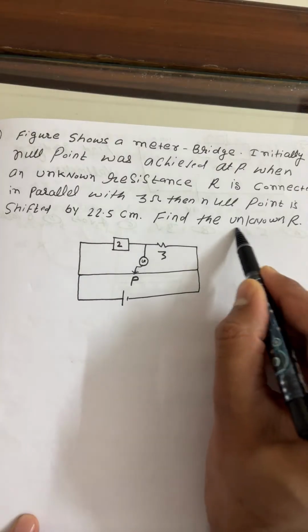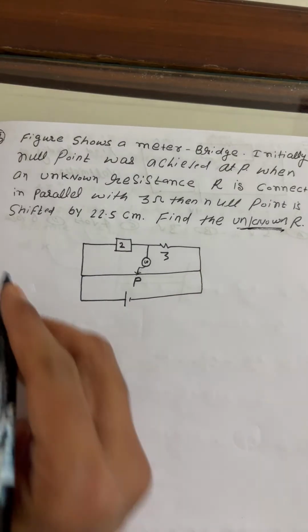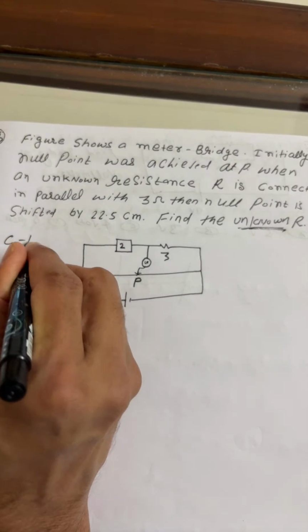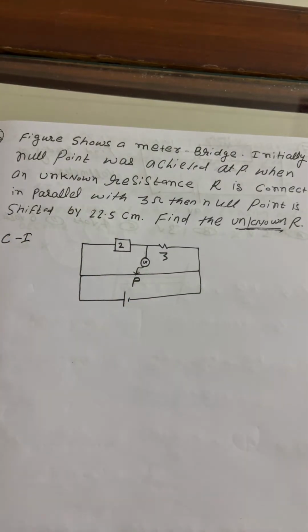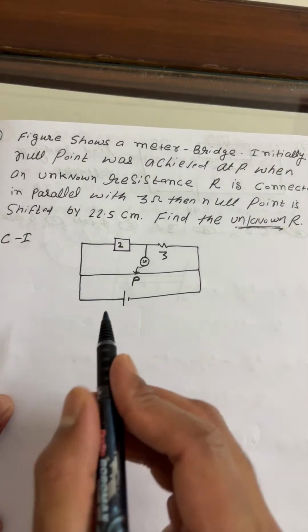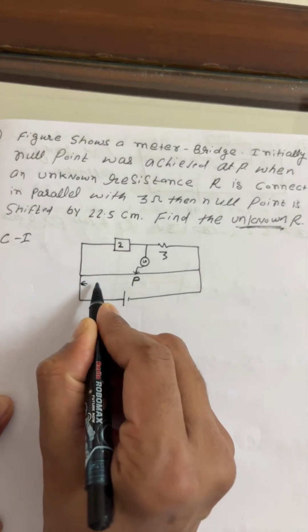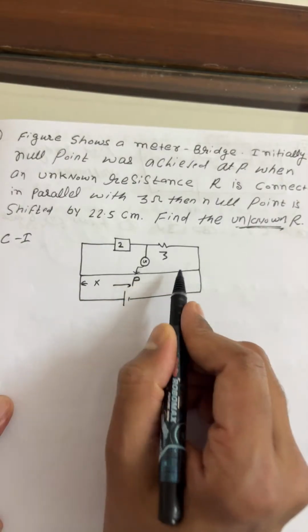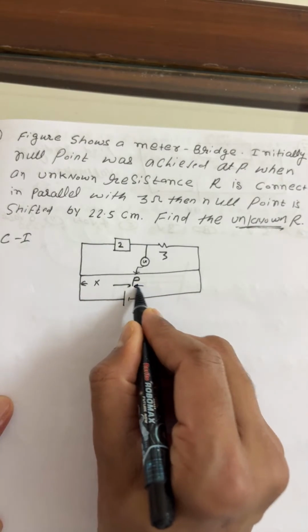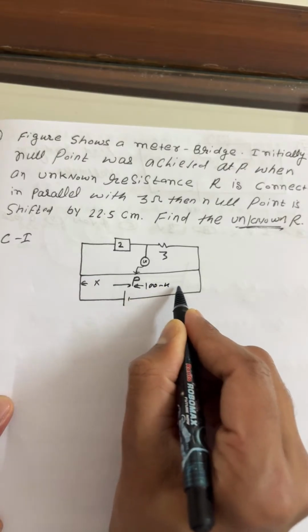We have to find the unknown value of R. What is this condition, student? I'm going to solve this part of the question, case one only. So for case one, what is this? What's the length of the bar? This is 100 centimeter, so this is 100 minus x.